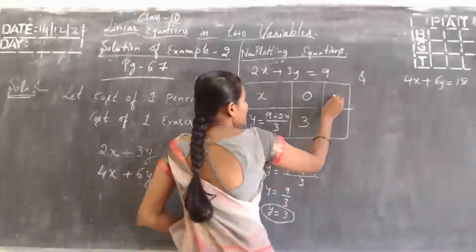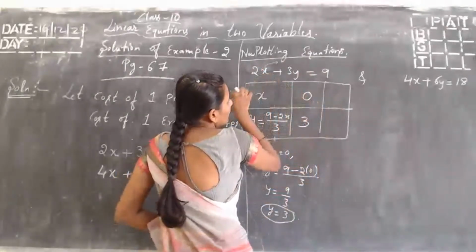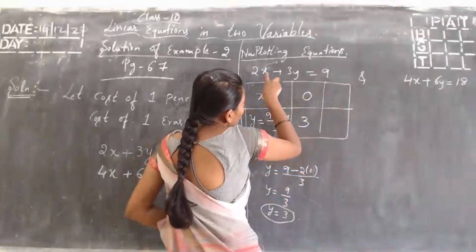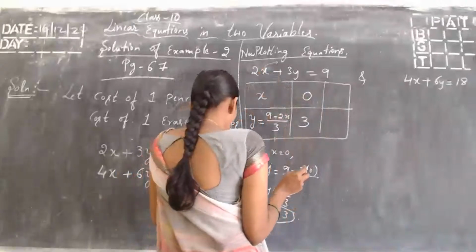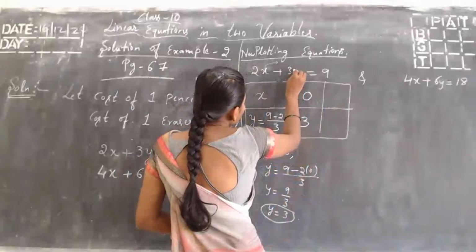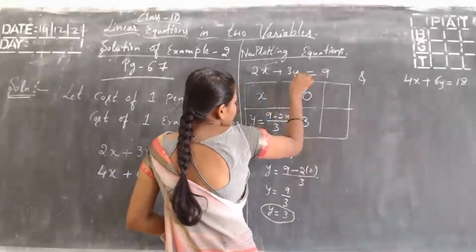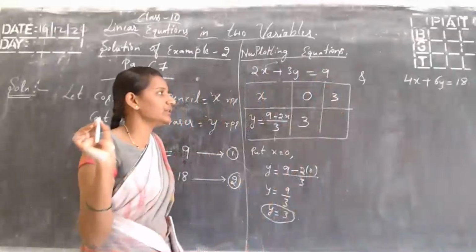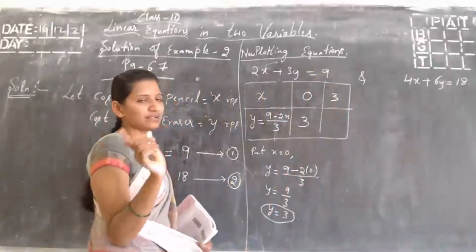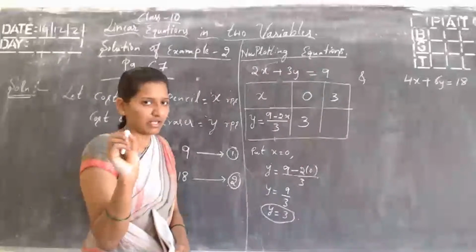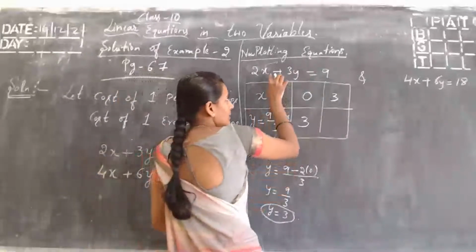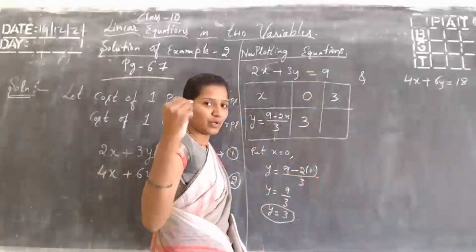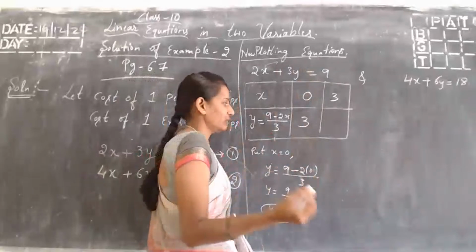Understood? Now put x is equal to 3, since 9 minus 2 is 7 can't be used. You can take x as 3. If you take whole numbers, it will be useful to you. Don't see the textbook, they have taken decimal values. I am taking whole numbers because while plotting the graph, it will be useful.